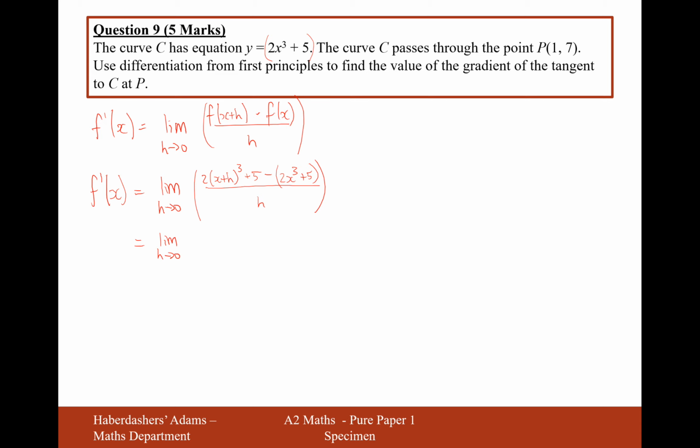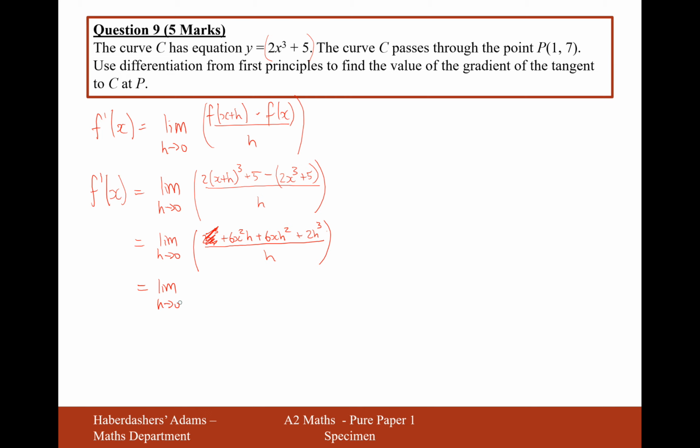x plus h all cubed. Now, if you remember from the binomial expansion, the coefficients go 1, 3, 3, 1. So it's going to be 2x cubed plus 6x squared h plus 6x h squared plus 2h cubed, and then we're going to plus the 5, but we've got a minus 5 inside there, and in fact we've also got a minus 2x cubed, so that one there can disappear as well, and then we're left with this fraction here all over h.